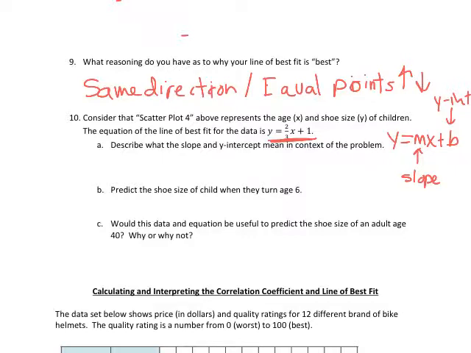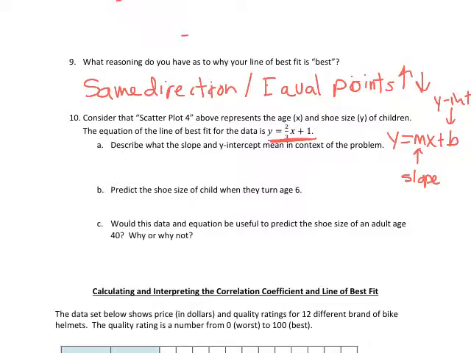Okay, that would be the mathematical interpretation, right? It crosses the y-axis at 1. But in context of our problem, what does it mean? So if the graph starts at 1, what does that mean in terms of age and shoe size? They start at 1. So when they're born, generally kids start with a shoe size of 1. That's what that would mean.